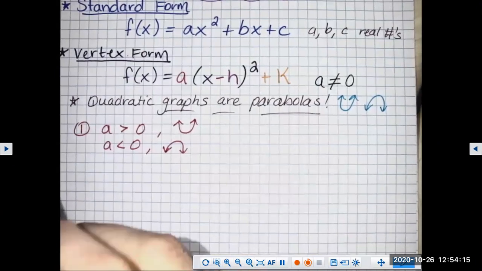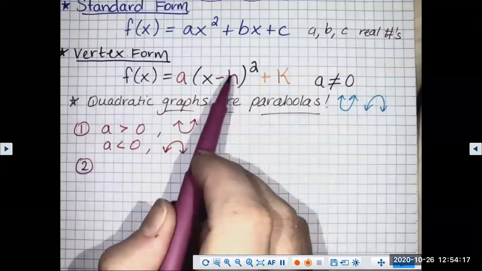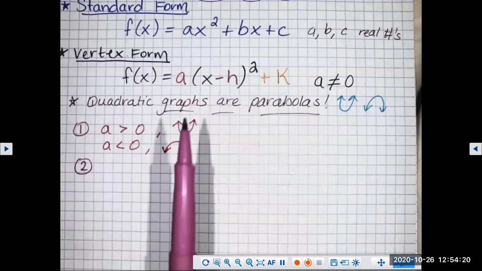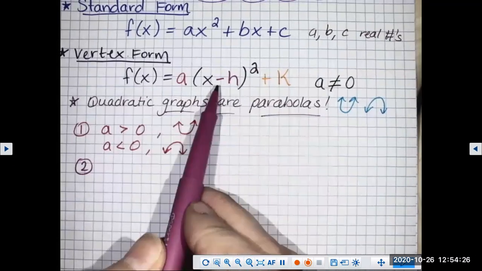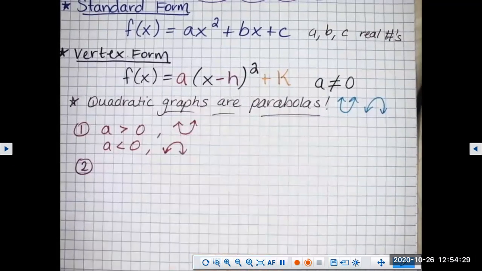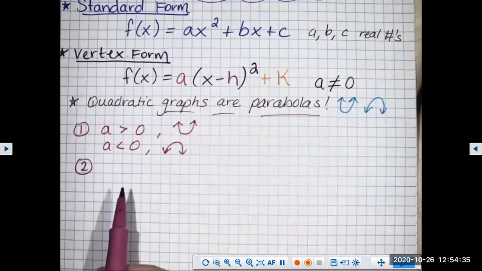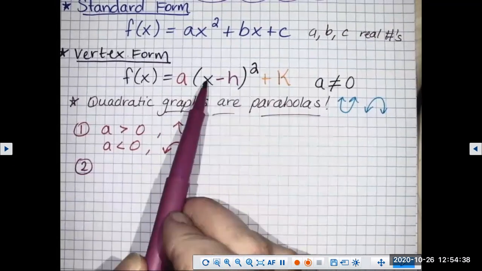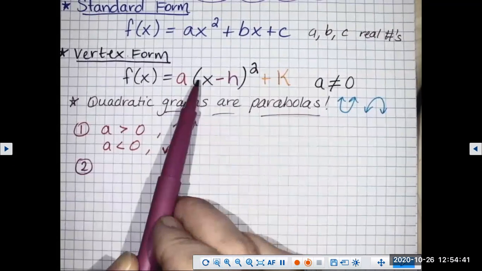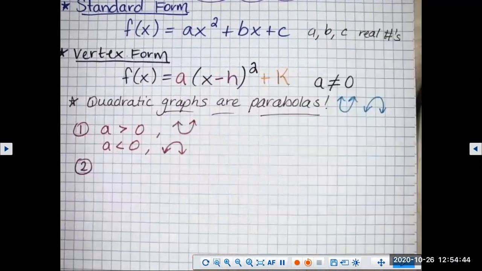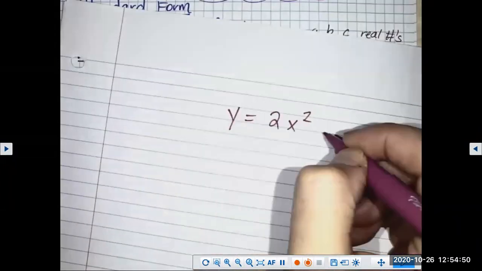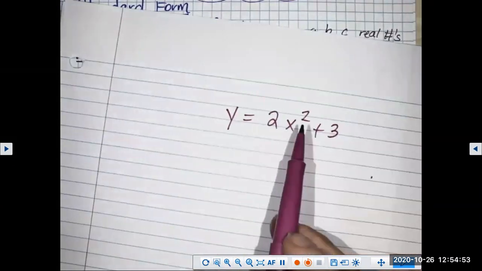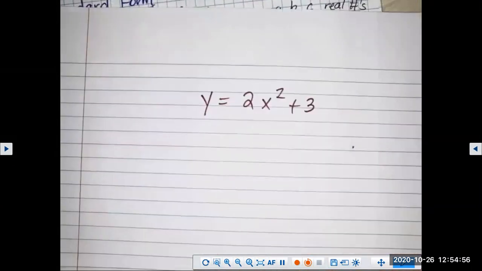All right, the next value is h. You're going to have some number added or subtracted to x, and it will be inside parentheses with x. If you don't see a number, or if you don't see parentheses and you only see x squared, then what is h? Good, it would be 0. If h was 1, you would see either x minus 1 or x plus 1. But if you don't see any parentheses and you only see something like this, like y equals 2x squared plus 3, there's no parentheses in that. No parentheses, so h would be 0. But we'll talk about that later.